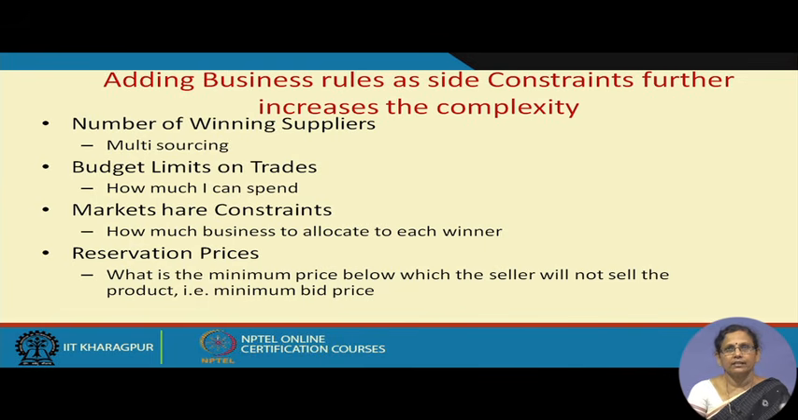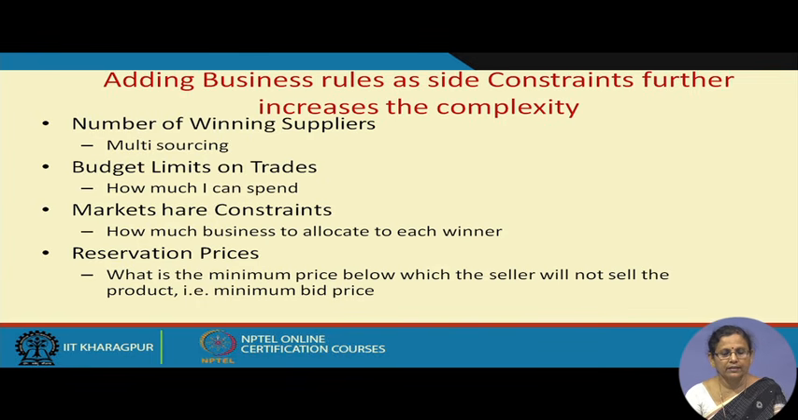Now, along with these settings, many business rules can also be added. These business rules will appear in the form of constraints in the optimization problem and will make the problem even more difficult. For example, I can introduce the number of winning suppliers. Suppose I am going for multiple sourcing. To minimize my procurement risk, I am going for multiple sourcing. So, I will be choosing 2 or more suppliers. In that case, I have to add it as one of the constraints in the optimization problem.